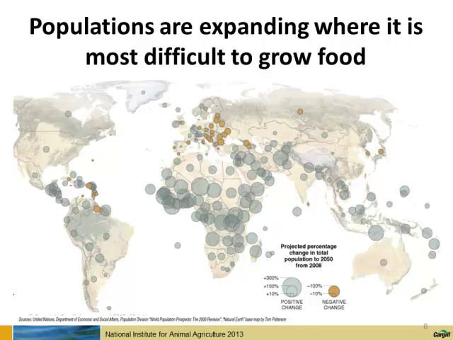You're going to have to get food to them, or there's going to be pressure to immigrate from those areas, which creates a lot of policy problems in and of itself. So you're either going to have to get them food, become more adept at growing food in places where it's difficult to grow food, or deal with an immigration problem. So those are policy issues that are going to have to be dealt with between now and 2050.